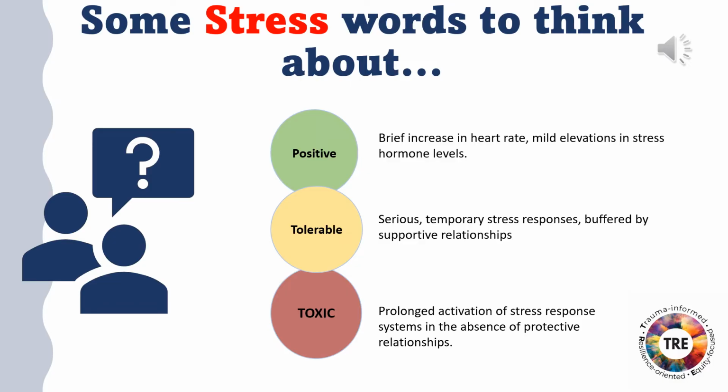Then there is toxic stress. Toxic stress is when tolerable stress is there but doesn't go away, and you don't have any coping skills to help you. This is severe enough to change your brain architecture. It is prolonged over time, and there is inadequate buffering and protection through relationships to help you cope.